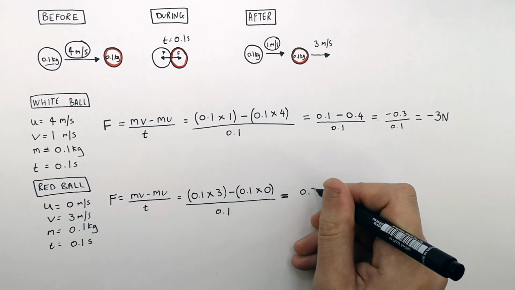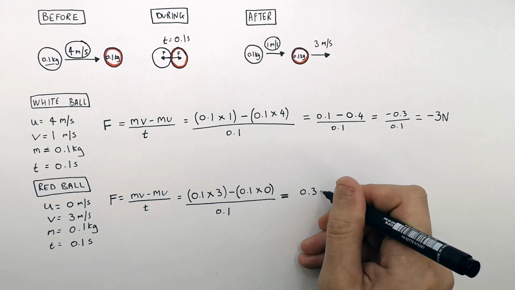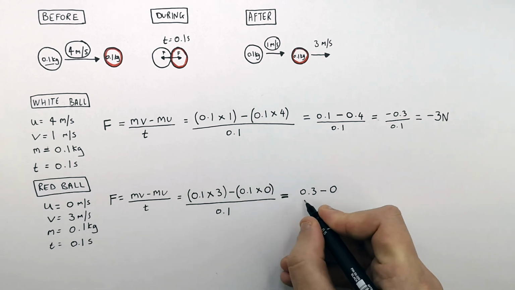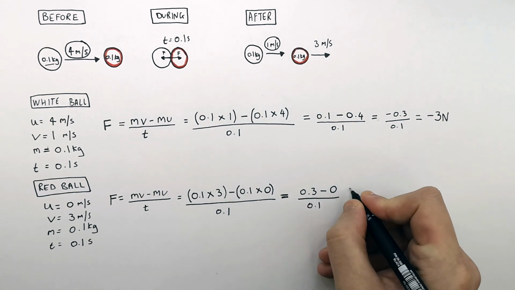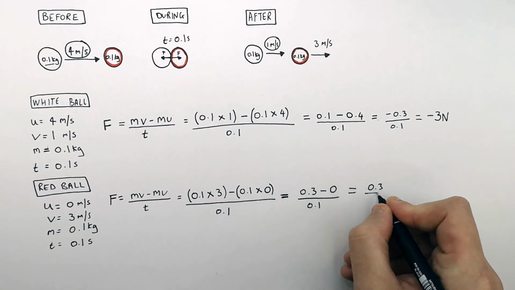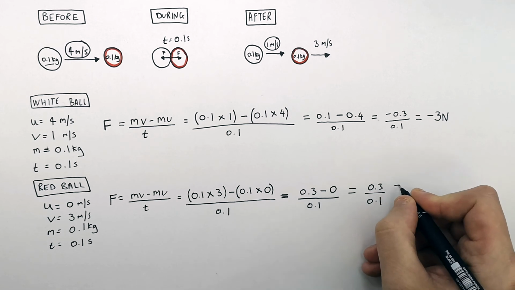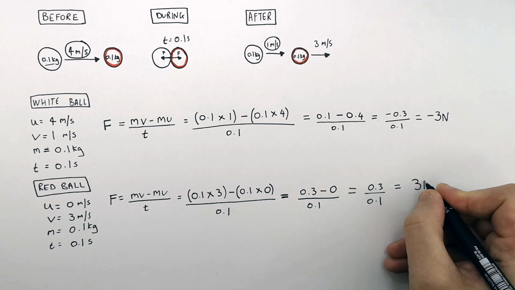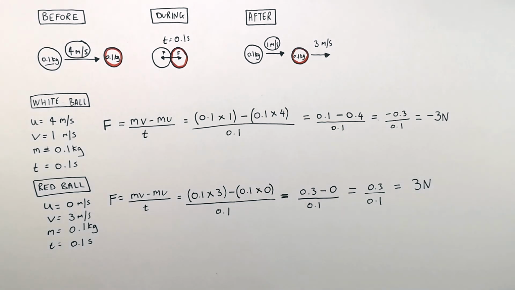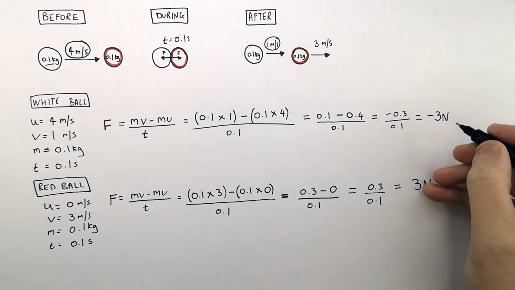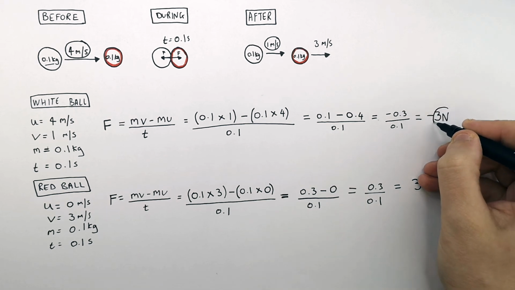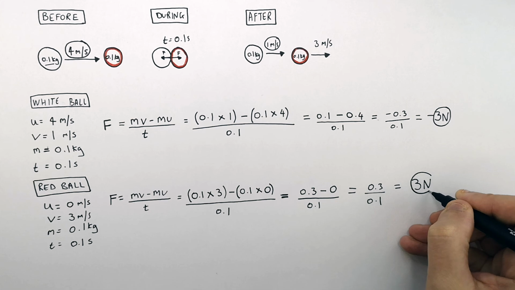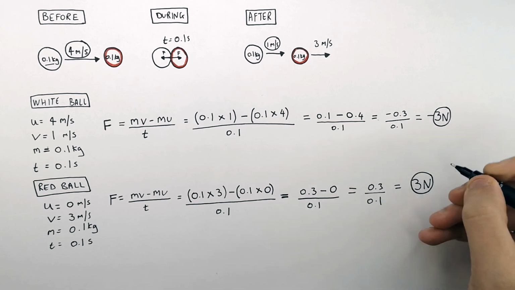You've then got the change in momentum, which is 0.3 kilogram meters per second minus 0 kilogram meters per second. Divide that by 0.1, which equals 0.3 over 0.1, which gives you a force exerted by the red ball on the white ball of 3 newtons. So the force exerted by the white ball is negative 3 newtons, and the force exerted by the red ball is positive 3 newtons.